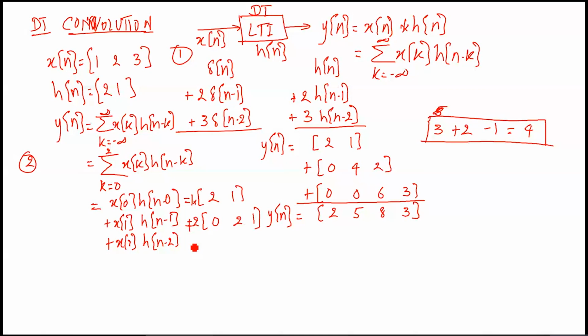And the third one is basically 3 times this thing h of n minus 2, shifted right by 2 units, 0 to 1. And then we just plug in the values and you will see we end up getting the same thing. The first will be 2 and 1, the second will be 0 4 2, and the third will be 0 0 6 3. You just add them up and you get your answer right here.